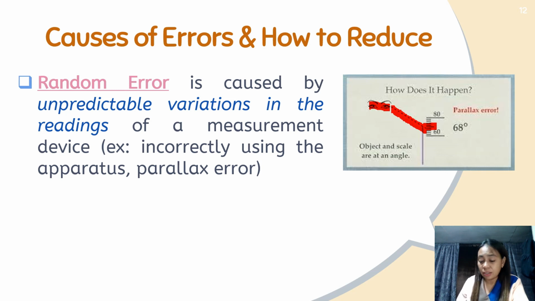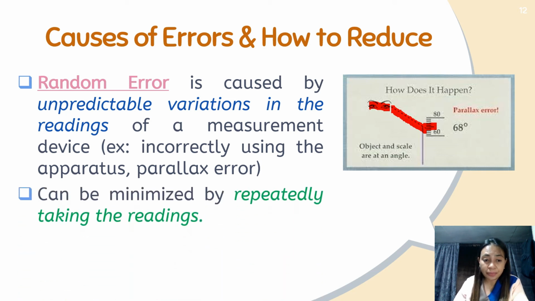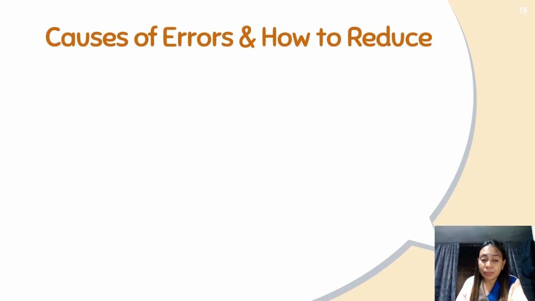Okay, so now how can we minimize it? It can be minimized by repeatedly taking the readings. That means we have to take many readings and then get the average. That's how we minimize error.